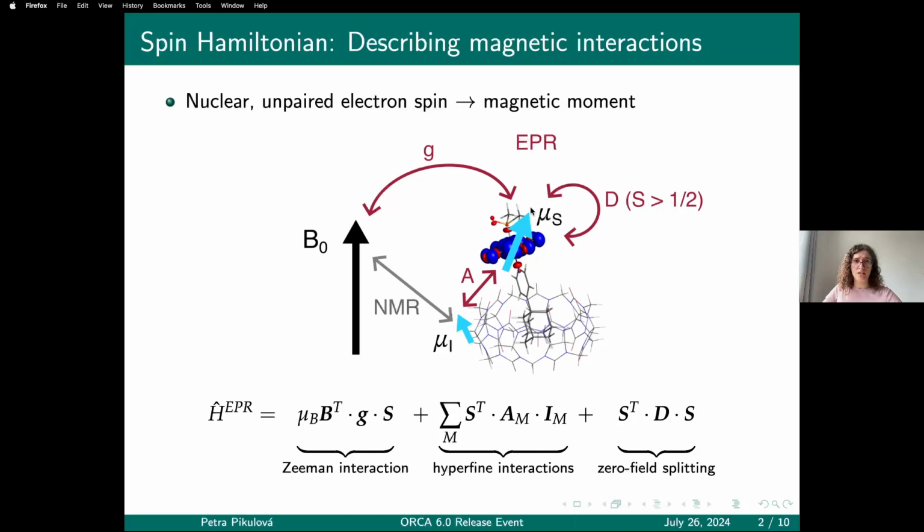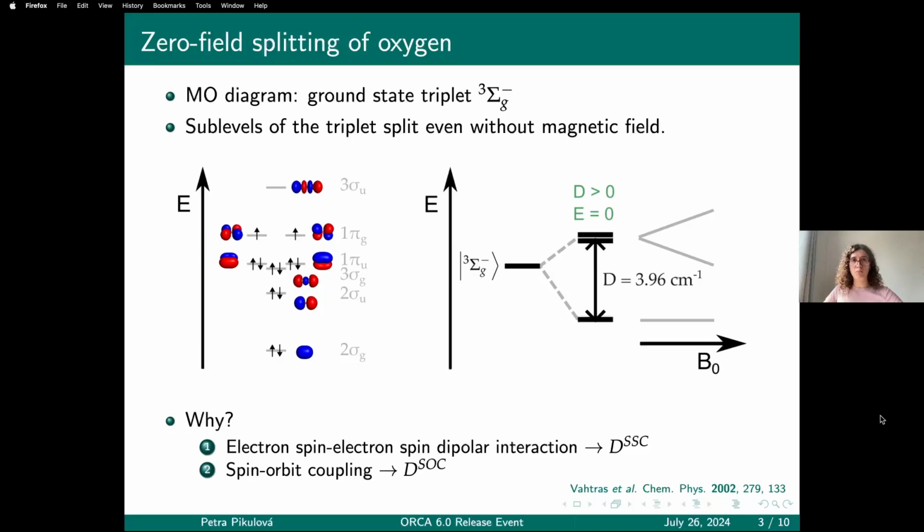The main one would be the Zeeman interaction between the electron spin magnetic moment and the external field, parameterized by the G tensor. Then if you have some nuclei with non-zero spin, you might have hyperfine interactions parameterized by A tensors. And if your total electron spin is greater than 1/2, you might encounter a term that formally in the spin Hamiltonian looks like this, a coupling of the electron spin with itself. It's called the zero-field splitting term, and it's parameterized by this tensor D. And in this short talk, I will show you an example of calculating this zero-field splitting in a molecule of oxygen.